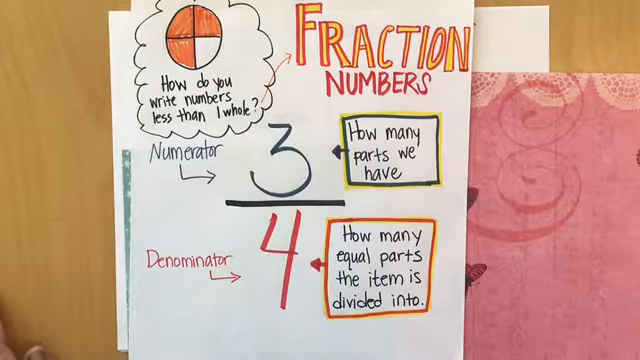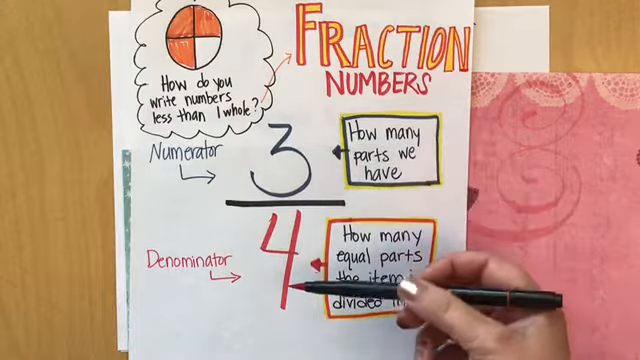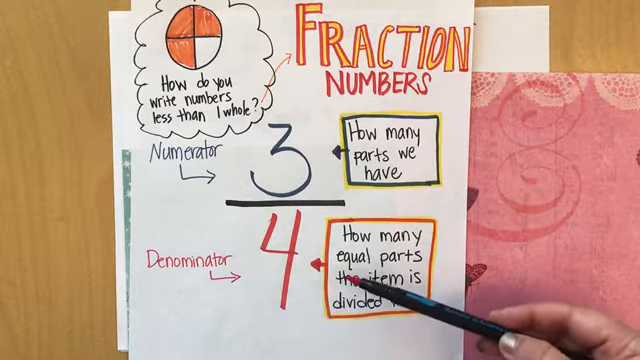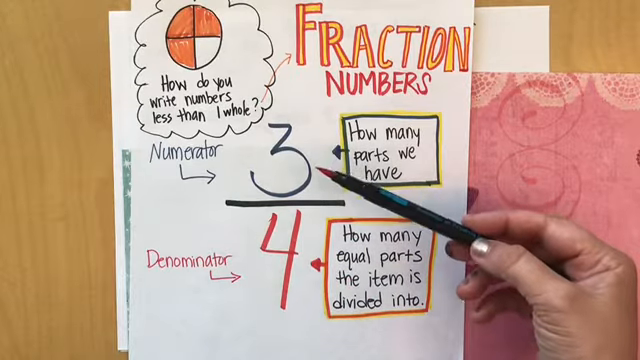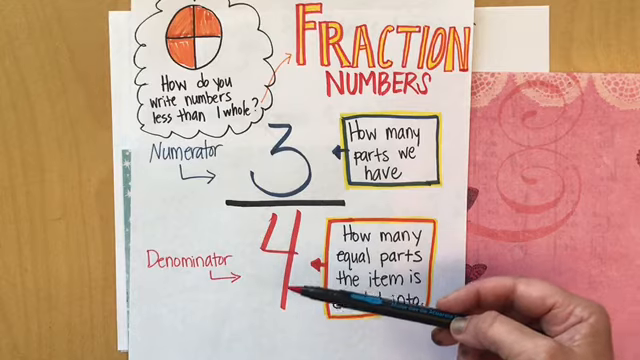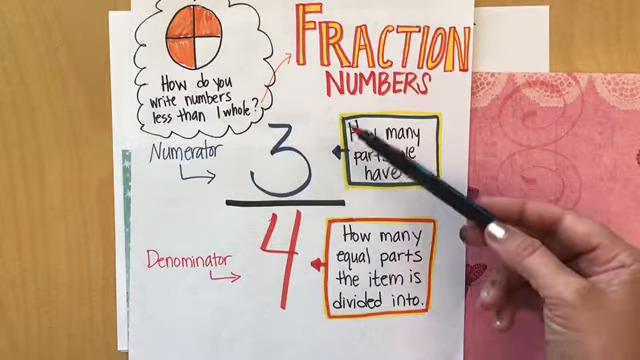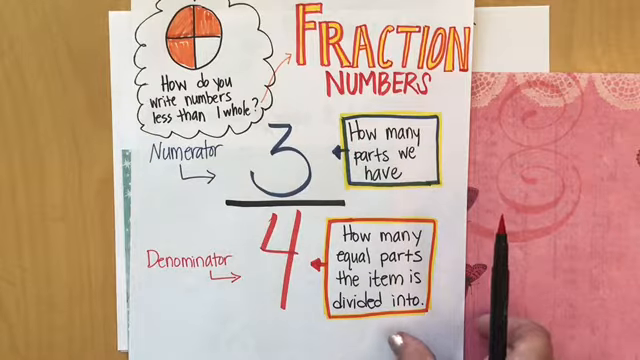Just to remind you, for today's lesson, you're going to really have to be knowledgeable of your numerators and denominators. Remember, a denominator is how many equal parts our whole is divided up into. So if we had our 3/4 here, that means that our whole was divided up into 4 equal parts. And then our numerator tells us how many of those parts we're talking about.